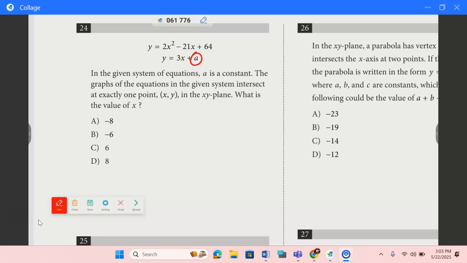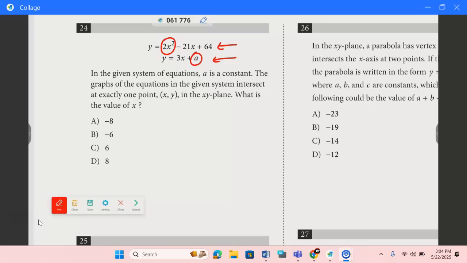Okay, so they intersect in exactly 1 point. So that means that it's not a no solution case, and it's not an infinite number of solutions case. Now, if you'll notice, this is a parabola. You can tell because it's x squared. This is a line. So you could either have 0, 1, or 2 solutions.